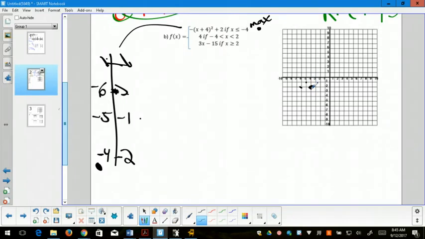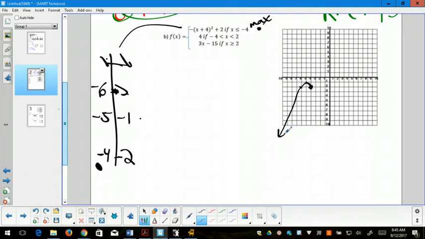I'll connect these, and since it has no minimum, it's going to continue this parabola type shape infinitely as it goes to the left and down. So that's our first piece.